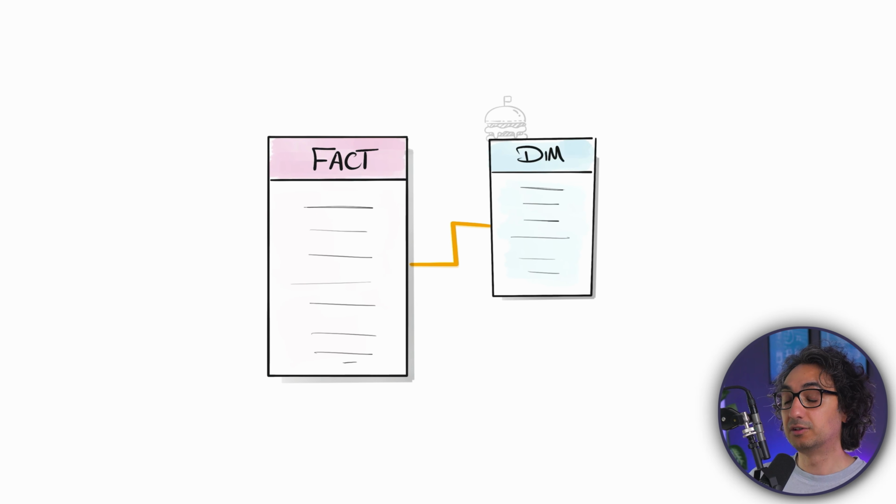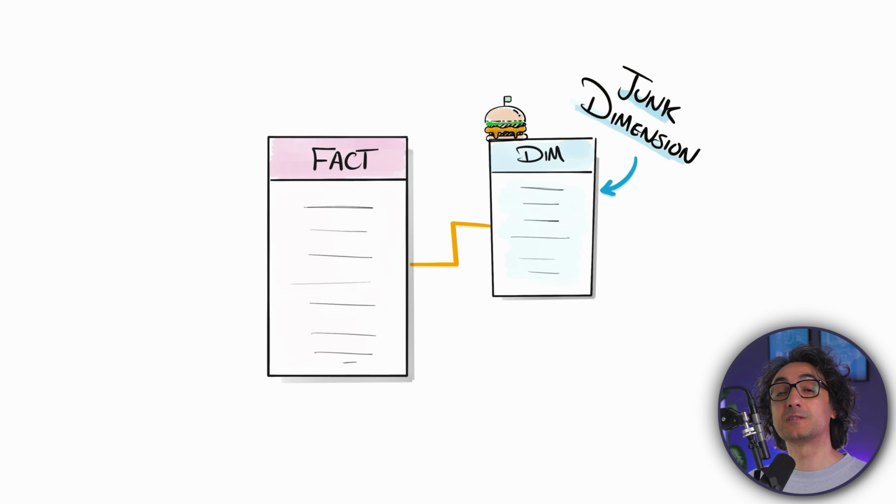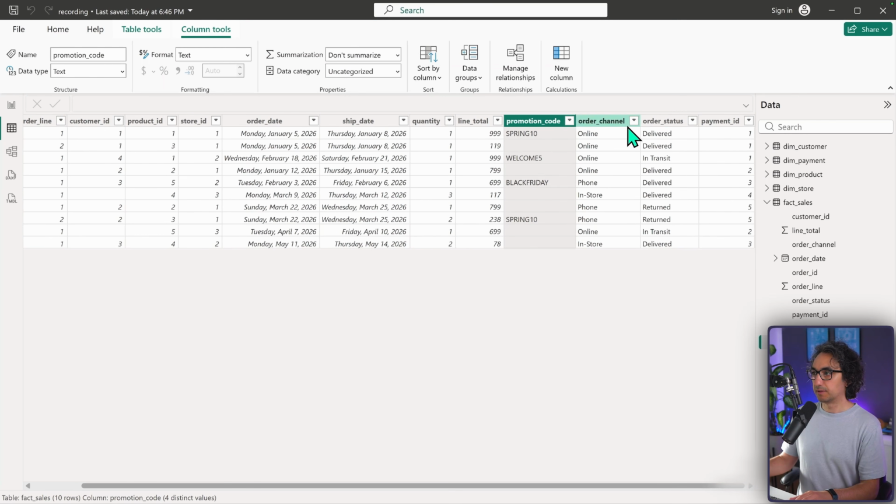And each time you find a new flag that is unrelated to anything, you're going to put it in this junk dimension. So this is the best practice in dimensional modeling or building a star schema: put all unrelated information into one dimension. So now let's see how we're going to do it. That means, my friends, all those three columns are going to go into a new dimension.